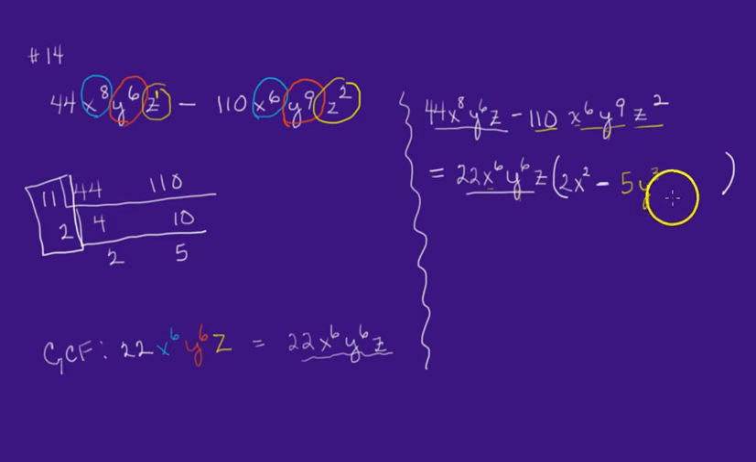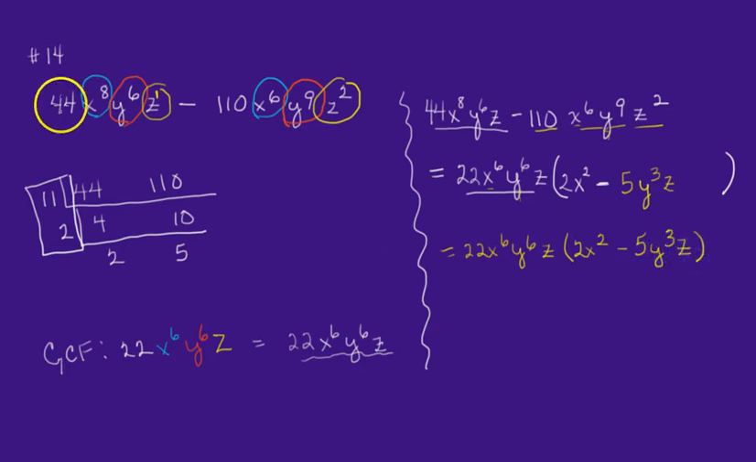So how many z's do I need? Because I'm going to need some z's in order to get a z squared here. So here I just need what? 1 z. So when I go to factor this, this actually factors into 22 x to the 6th y to the 6th z times 2x squared minus 5 y cubed z.